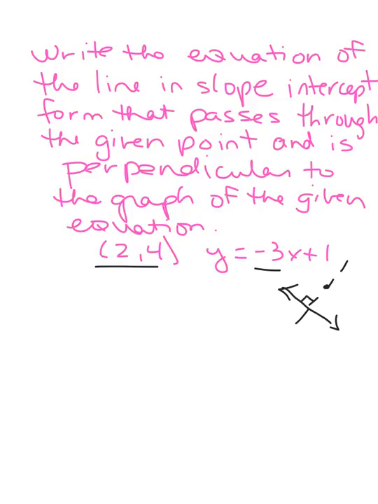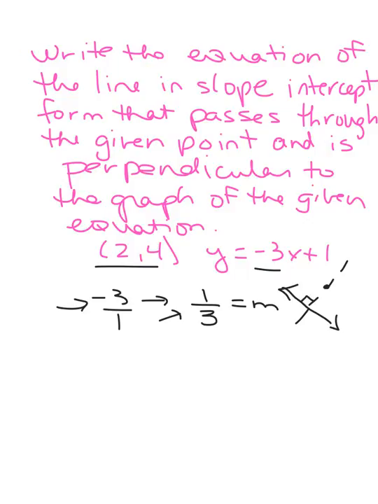Now, perpendicular lines have slopes that are opposite reciprocals. So what that means is if my given slope is negative 3, I'm going to take the reciprocal, which is 1 over 3. Remember, I just switched my numerator and denominator, and I take the opposite sign. So my original line has a negative slope, so my new slope is going to be positive. So my new slope is going to be 1/3.